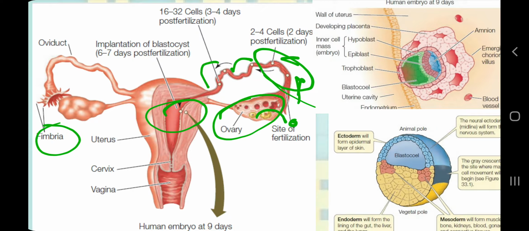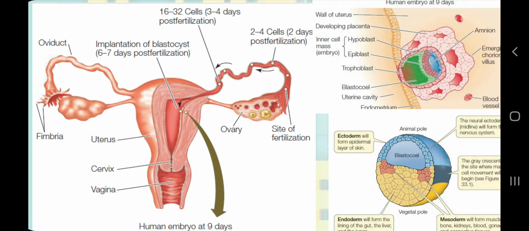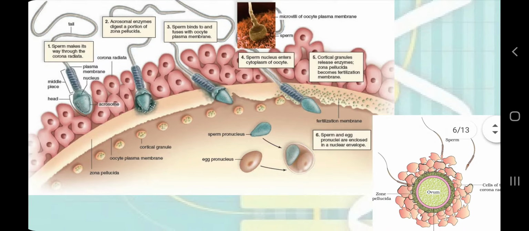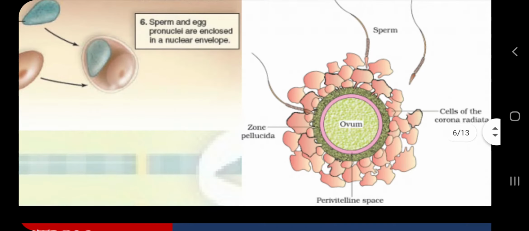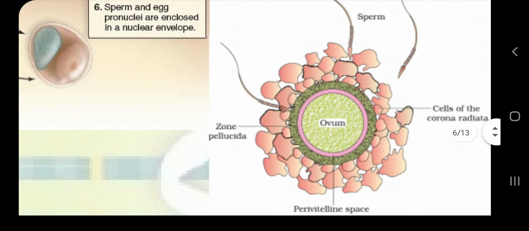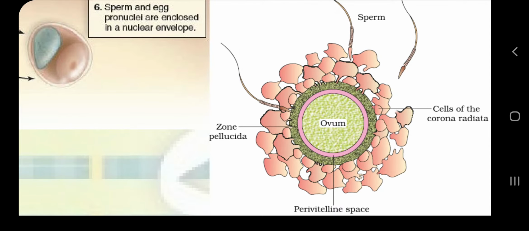This thing we have learned from class 8th to 10th. Now we are in class 12th, so let's discuss the process of fertilization. Here, from our NCERT, you will see this diagram. Here you can see the ovum or the egg, and you can see sperms.